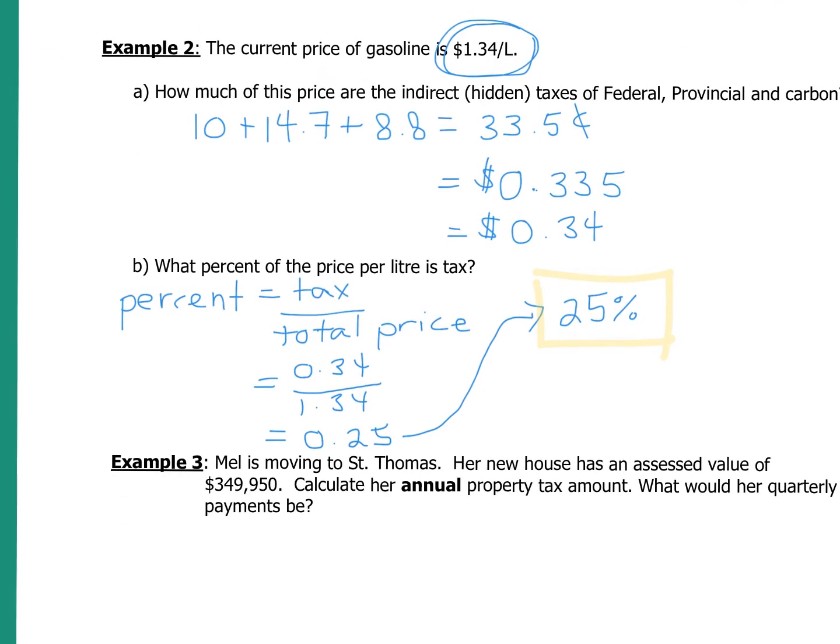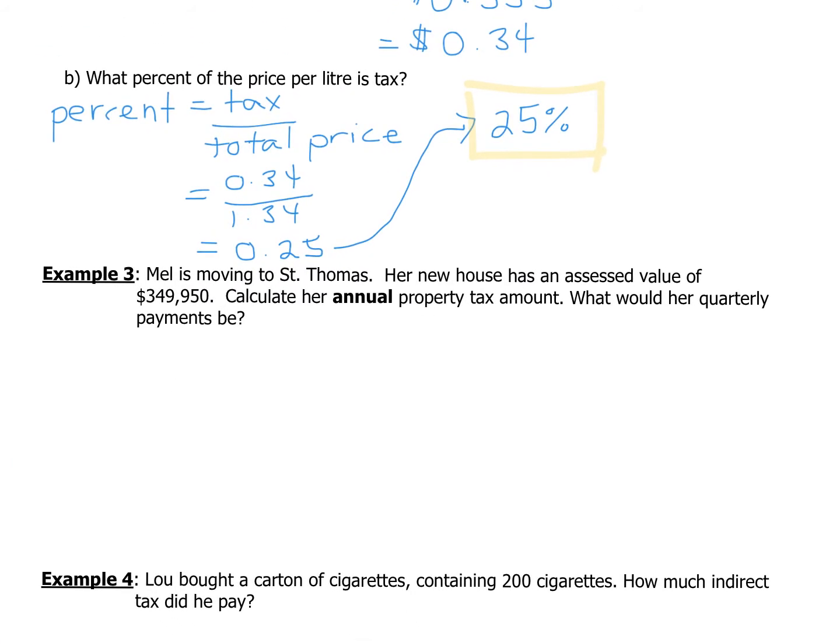All right, let's move on to our next question. Mel is moving to St. Thomas. Her new house has an assessed value of $349,950. We want to know her annual property tax, so that means yearly, and also what her quarterly payments would be. Again, we're talking about a house, so another residential, and it's St. Thomas. That's another important part to keep in mind here.